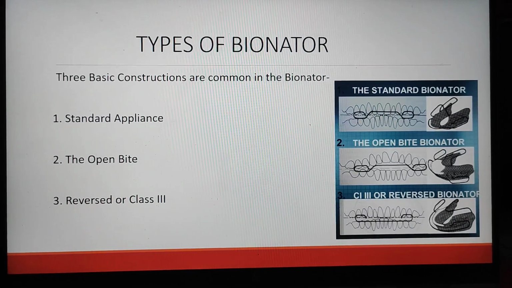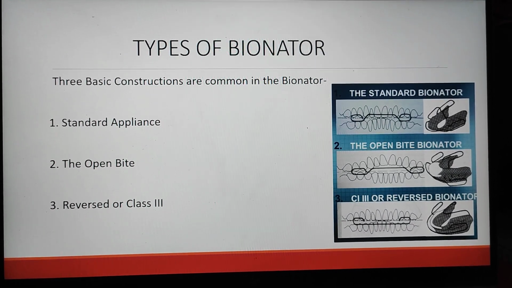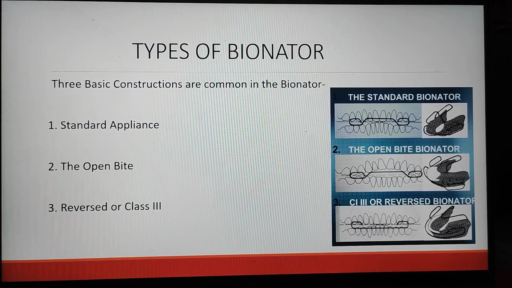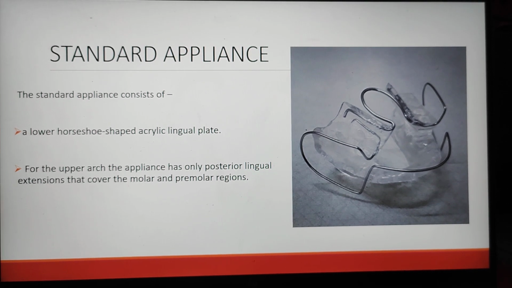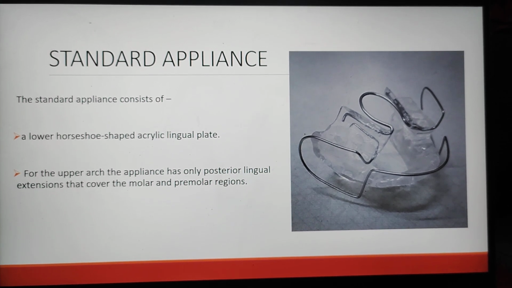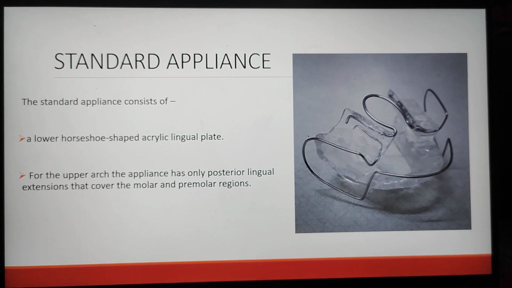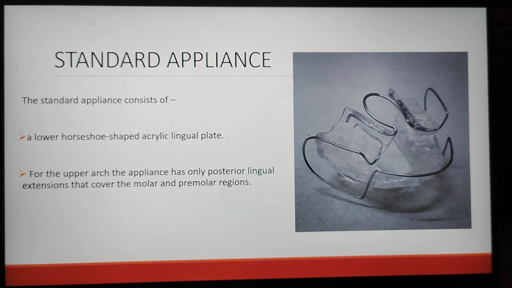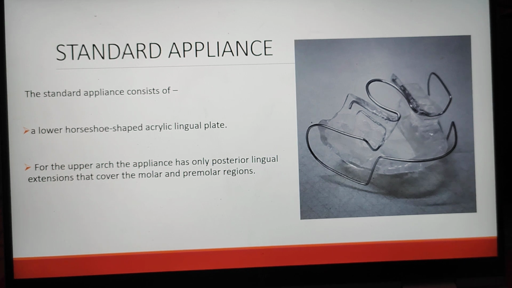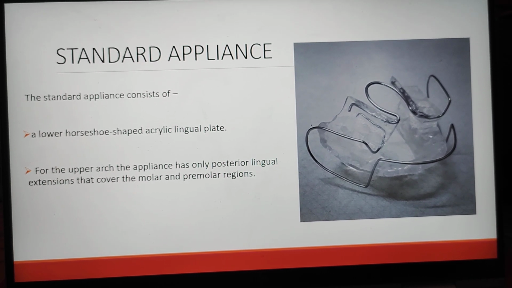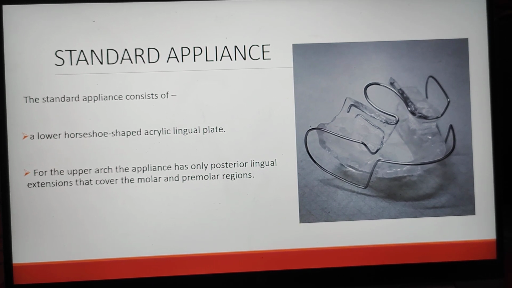Now there are various types of bionator. The three basic types are the standard bionator, the open bite bionator, and the class 3 or reversed bionator. Then the standard bionator is given in cases of class 2 division 1 malocclusion, where there is a lower lingual acrylic extending from the distalmost molar to the distalmost molar on the opposite side, and the upper posterior extensions of the upper acrylic, such that these two acrylic parts are in contact with each other interocclusally with the correct construction bite relationship.